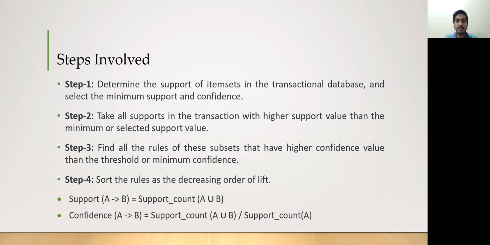Here, support is one of the measures of interestingness. This tells us about the usefulness and certainty of rules. For example, a 5% support means that a total of 5% of transactions in the database follow the rule. Support is defined as support of A then B equals support count of A union B. Support count of X, or frequency, is the number of transactions in which X appears. If X is A union B, then it is the number of transactions in which A and B both are present.